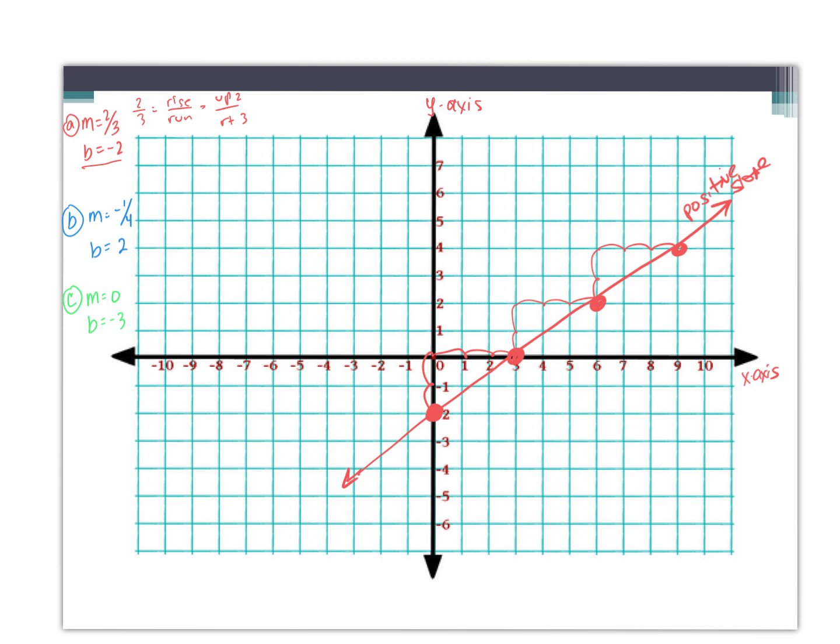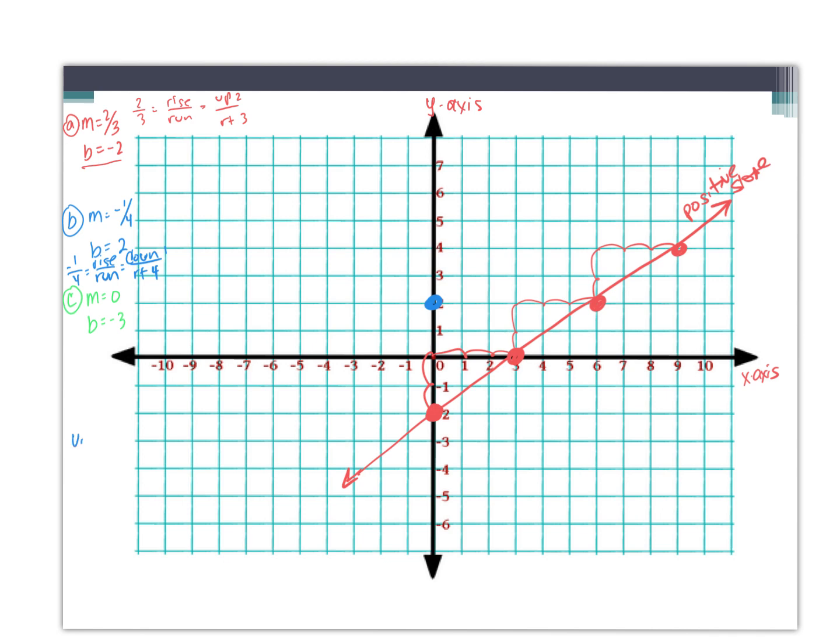Okay, now I'm going to go to the second one. The second one says I have a y-intercept of positive 2, so that's my first point, and my slope is minus 1/4. Now, a minus 1/4, I know that's, again, my rise over my run, and I know that I'm going to go down 1, and I'm going to go to the right 4.